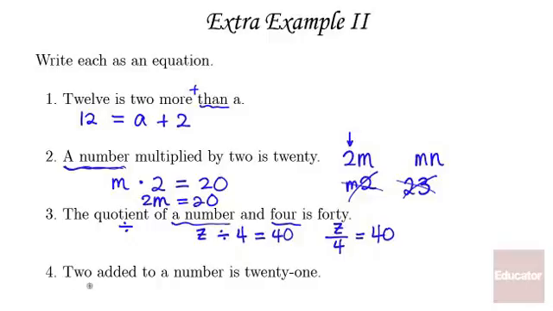And the last one, 2 added to a number is 21. So 2 added to a number, P, equals 21. And again, you can use whatever variable you want, okay? So 2 plus p equals 21.